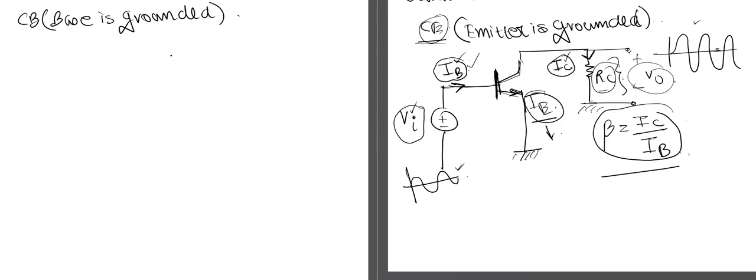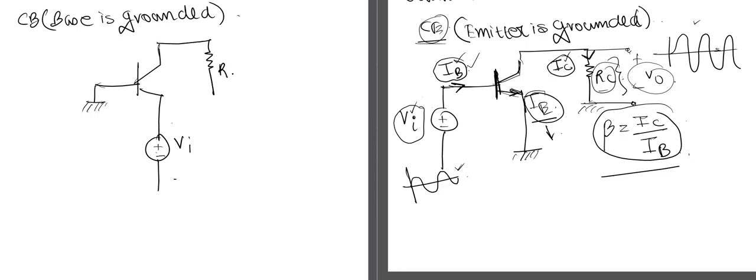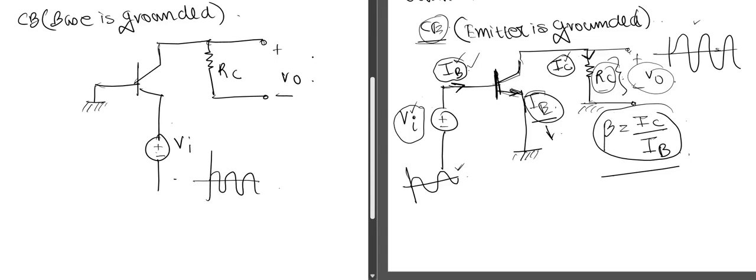So in this scenario, this is the transistor, the base will be grounded, and we will be supplying the input voltage to the emitter terminal. Similarly, we will be receiving our output voltage across this collector resistance. Similar to the CE scenario, we will be applying some signal like this, and from the collector terminal, we will be getting some signal like this.